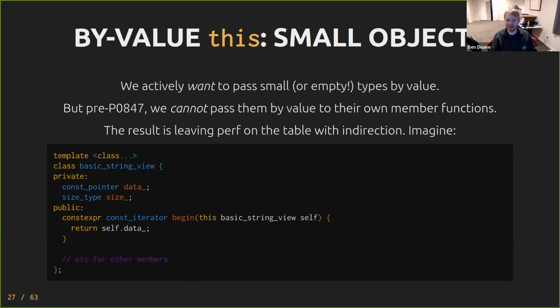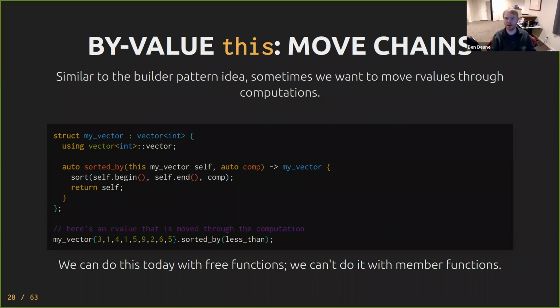So, you know, this is kind of like passing small objects or empty objects by value to their member functions, a sort of free and easy optimization that we can get with P0847. And the more extended version of this is that in general, we can pass things by value. Sometimes we could do that to move values through computations with kind of the builder pattern.